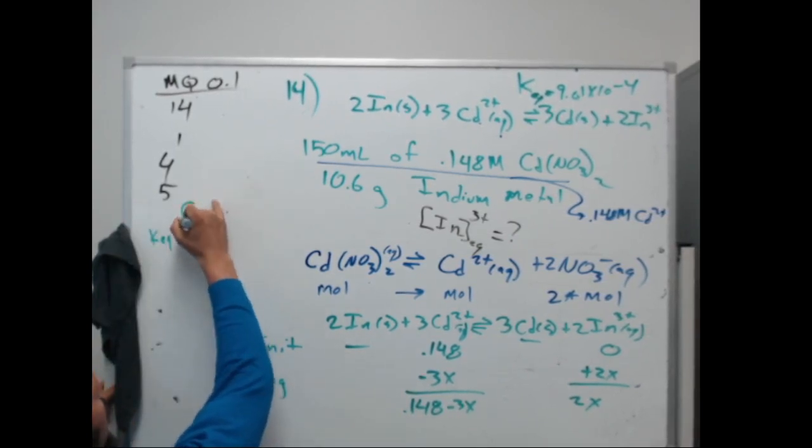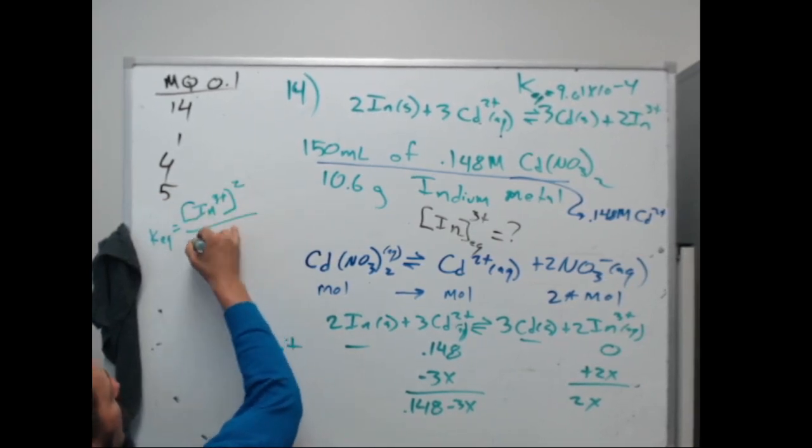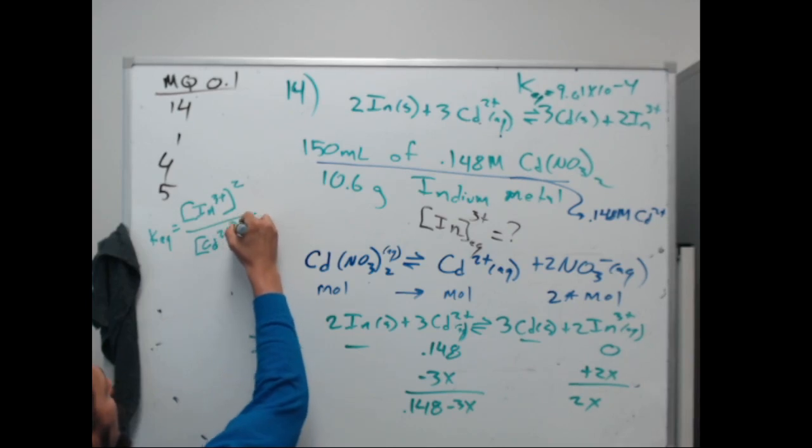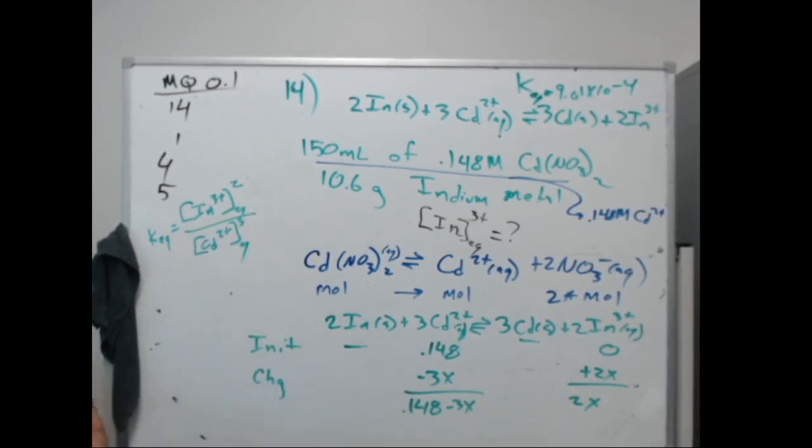Products over reactants: indium 3 plus squared over cadmium 2 plus cubed, at equilibrium. Now, this is again going to be one of those situations where we end up with some messy math. I'm going to end up with 0.148 minus 3x cubed on the bottom, so I'm going to get a cubic equation, and I'm going to end up with 2x squared on top. So I'm going to end up with another cubic equation to solve.